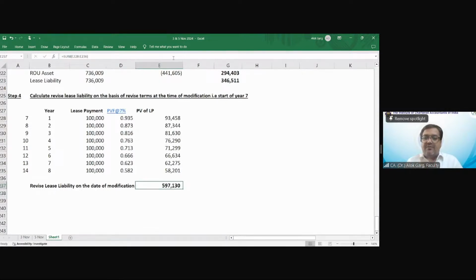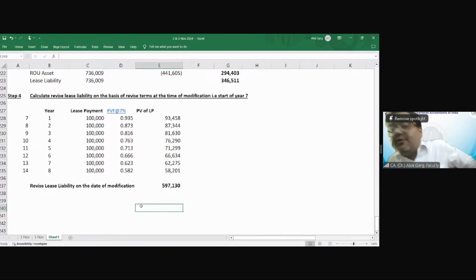So what to do now? Vignesh, what to do now? The adjustment to the ROU and the lease liabilities, sir. Adjustment to ROU and lease liability, right? So first of all, I need to increase my lease liability. So I need to credit my lease liability. By what amount do I need to credit my lease liability?